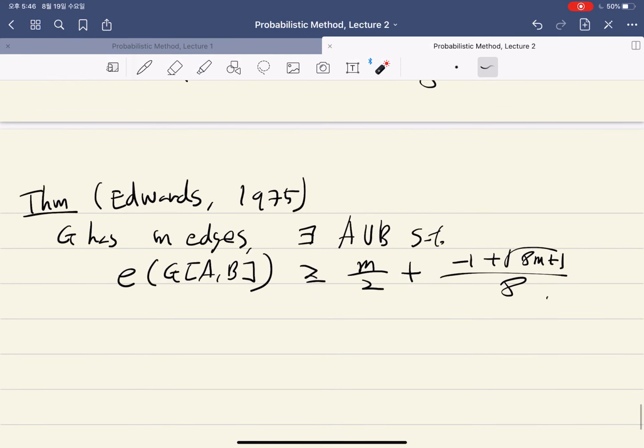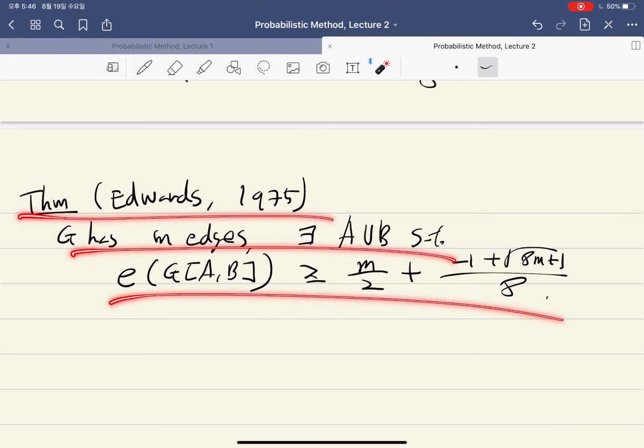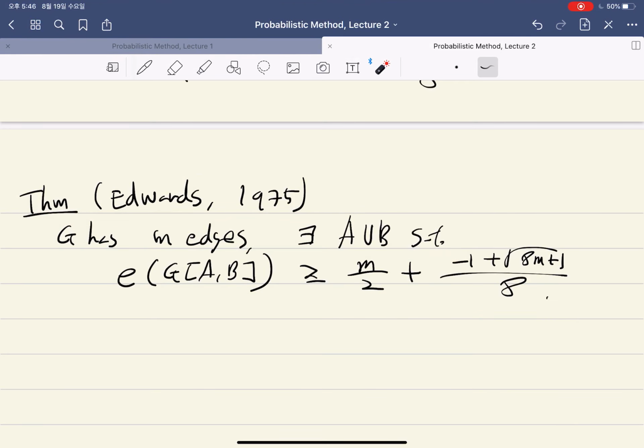So next time we will briefly discuss this theorem, and then we will consider other examples of problems where we use the linearity of expectation to solve them.